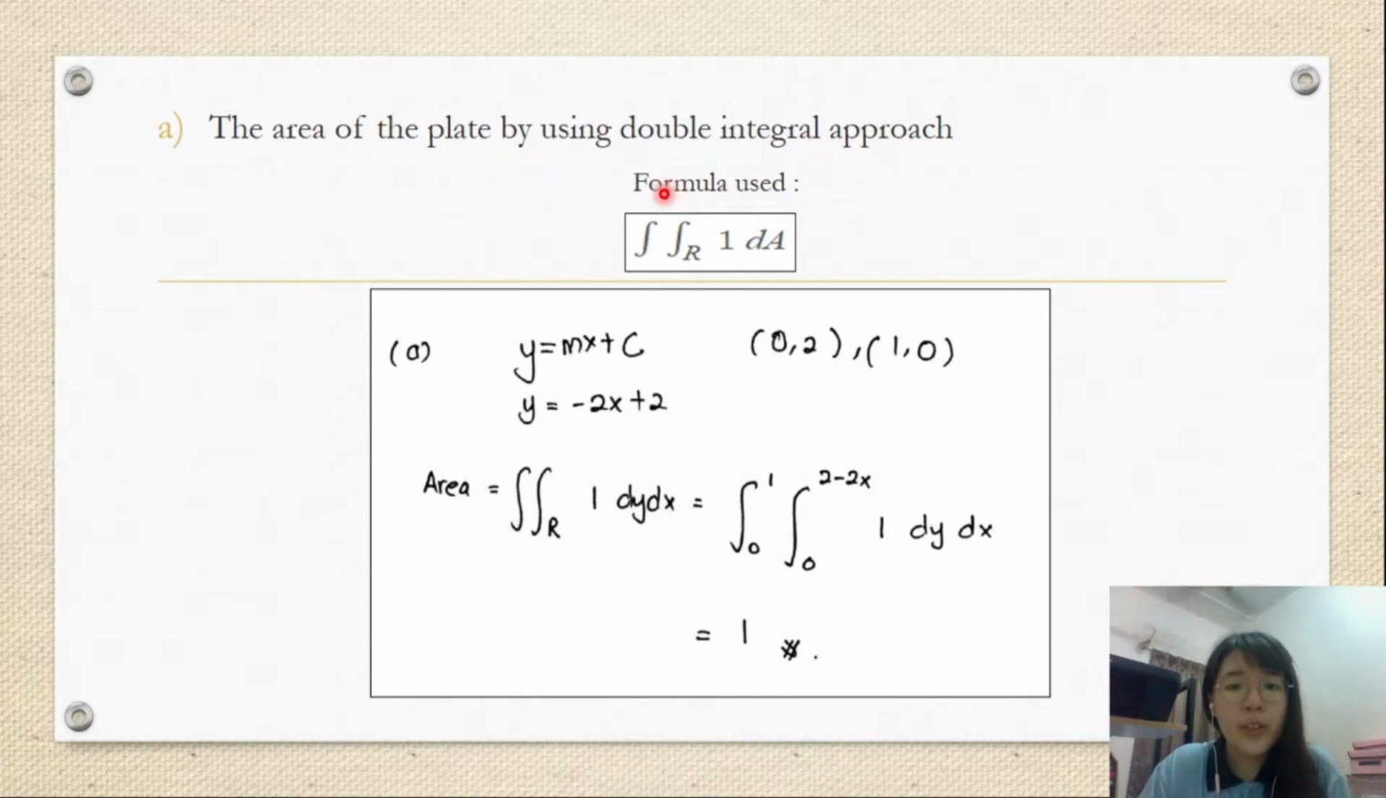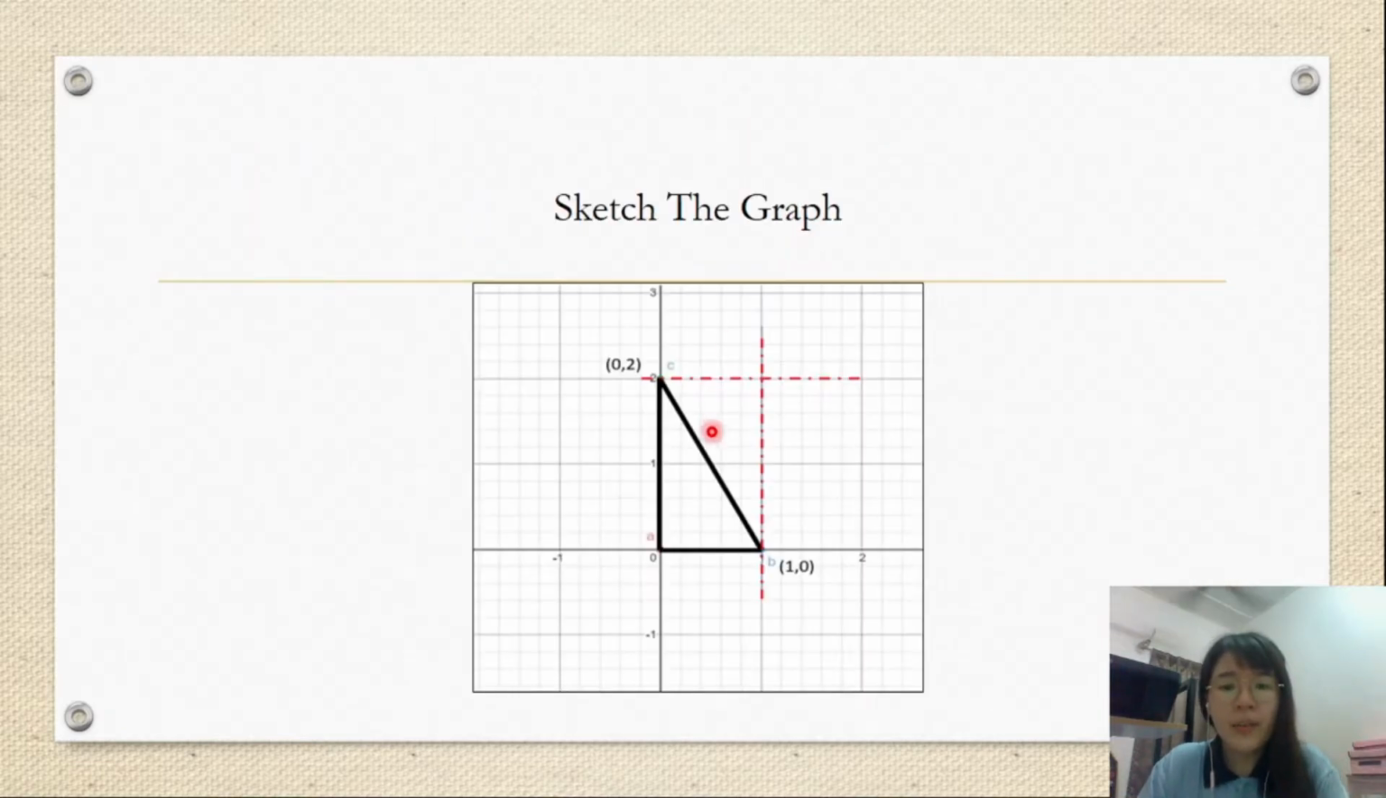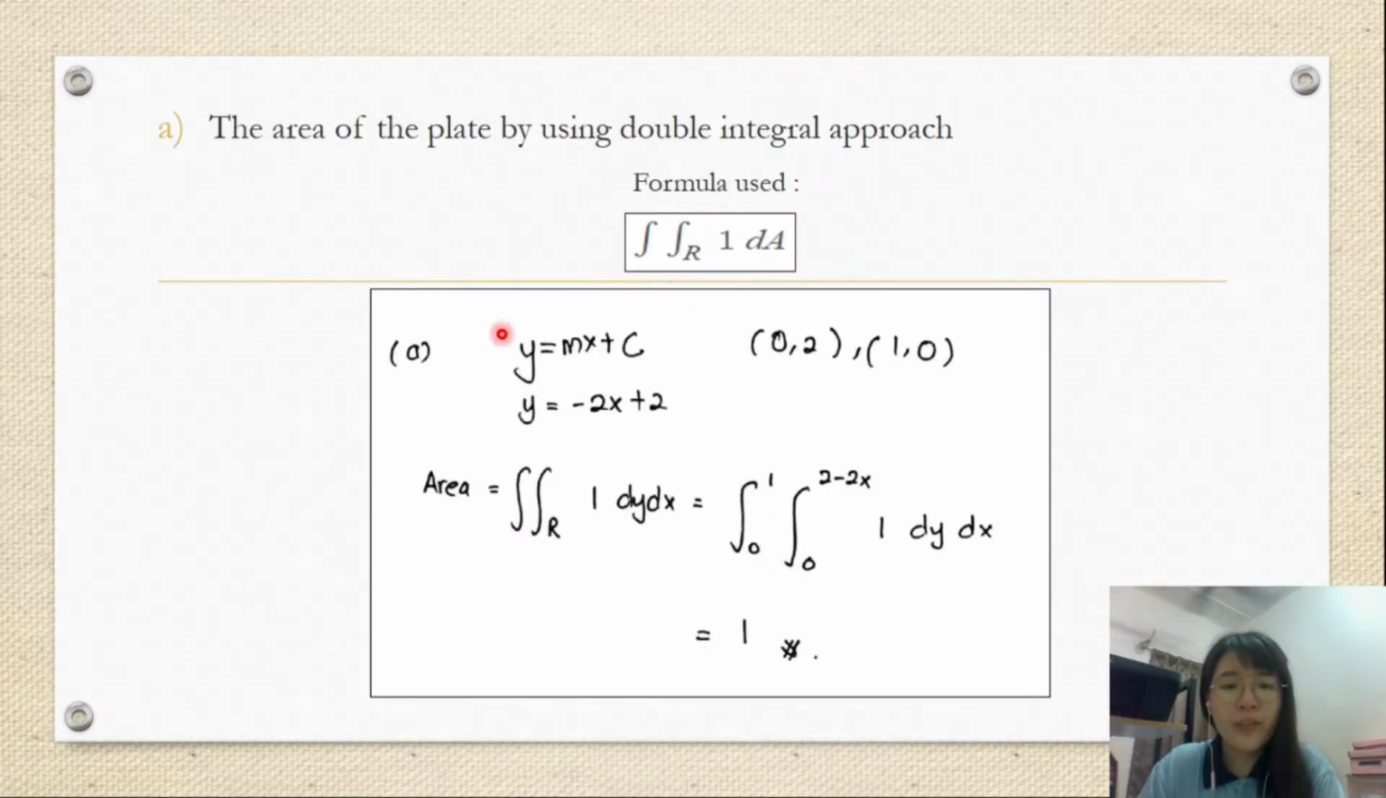So the formula we use is double integral of 1 dA. Before that, we need to find the function for this straight line. The formula to find the y function, the straight line, is y = mx + c. After that we will get the gradient and also the c-intercept, so we will get our y function. Then we use this area formula.